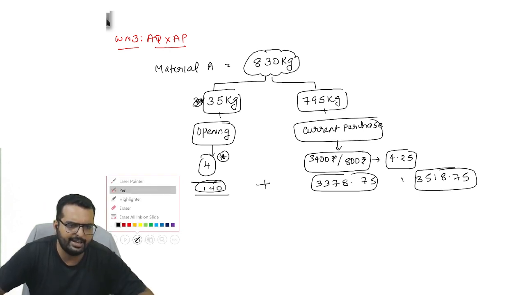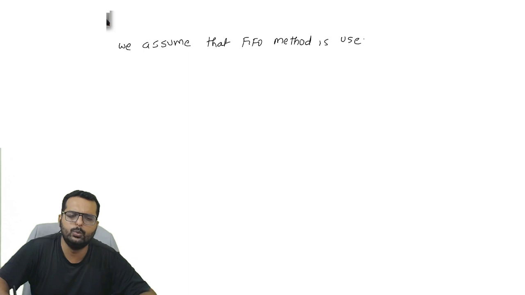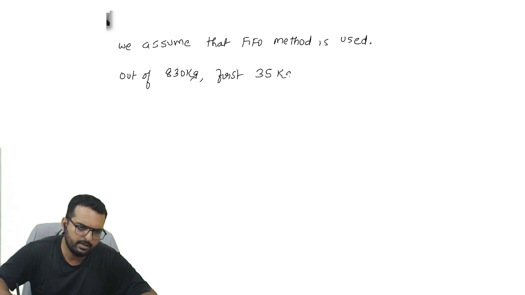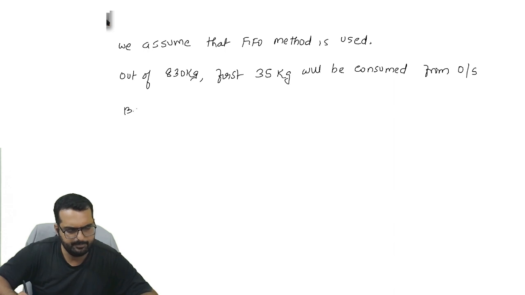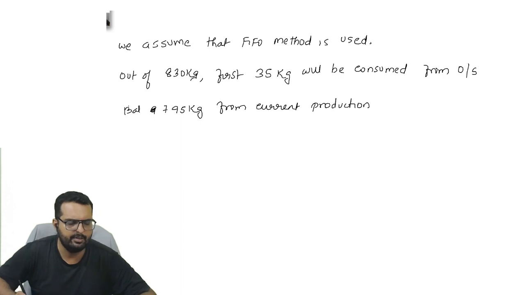Okay. I'll give you the logic in the next page. We assume that FIFO method is used. So out of 830 kg, first 35 kg will be consumed from opening stock. Balance 795 kg from current year production. Everybody clear so far?